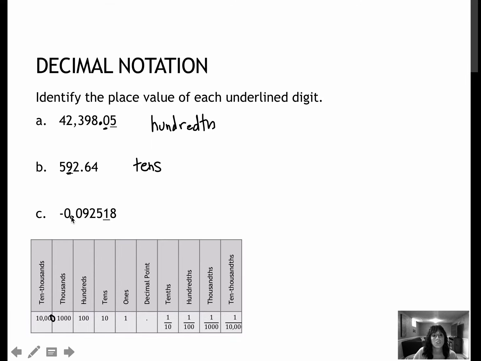And our last one, here's our decimal. We have tenths, hundredths, thousandths, 10,000ths, 100,000ths. So 100,000ths.